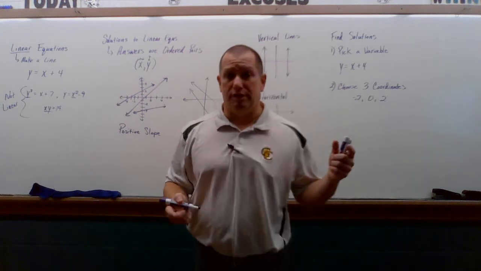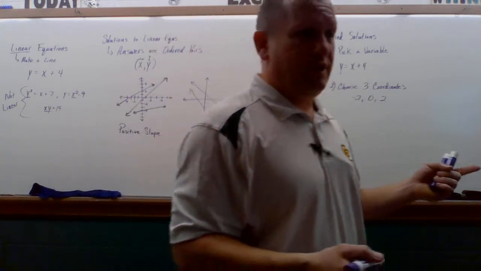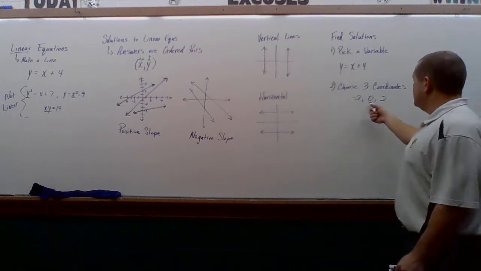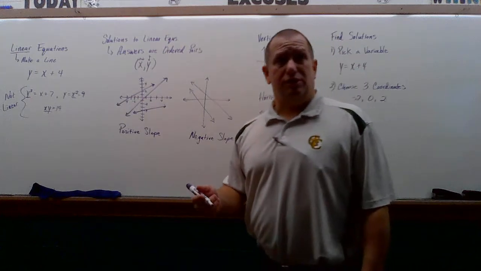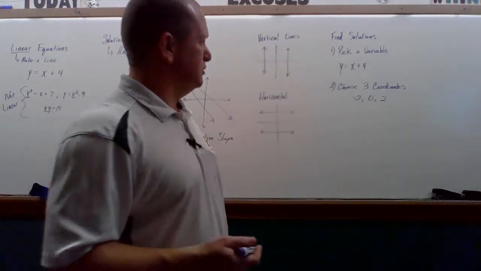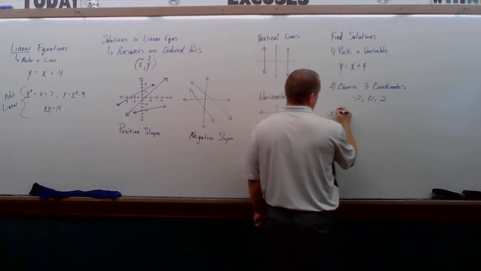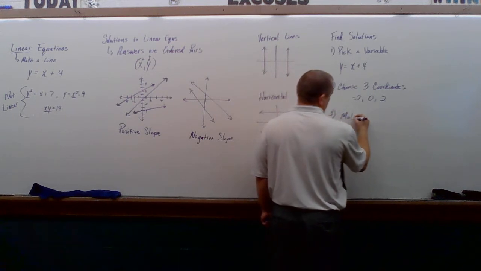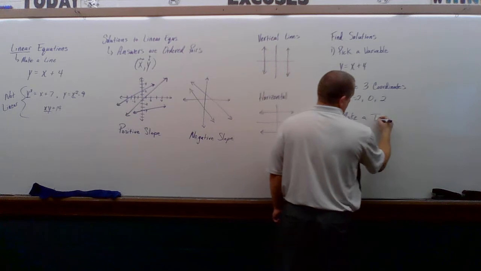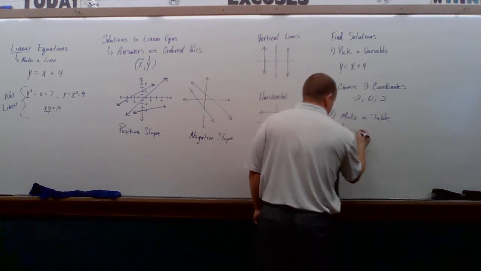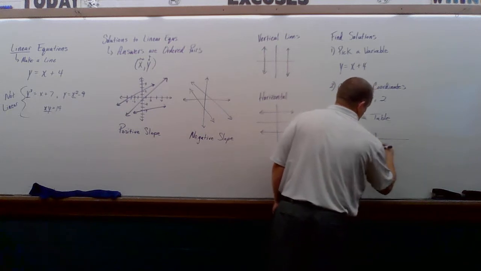Okay, I would realistically try to do 1 negative, 1 positive, and then 0 all the time. And I don't always use 0 because when I put 0 into the equation, it cancels things out and it's really, really easy. So I'm going to pick those 3 coordinates, and number 3, I'm going to make a table. So when I make this table now, I can do it 2 different ways. I can do a vertical table or I can do a horizontal table.